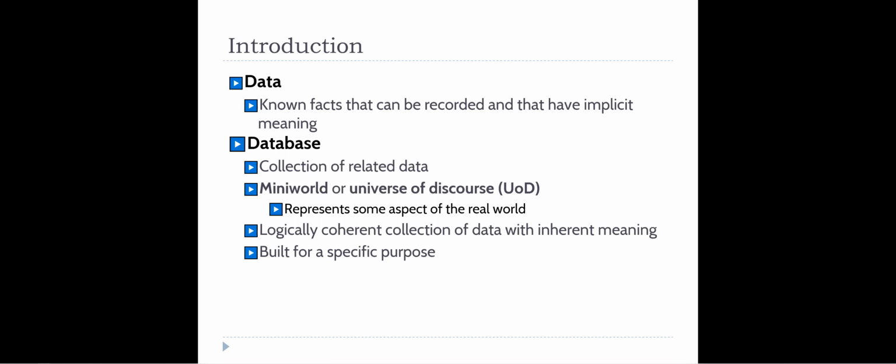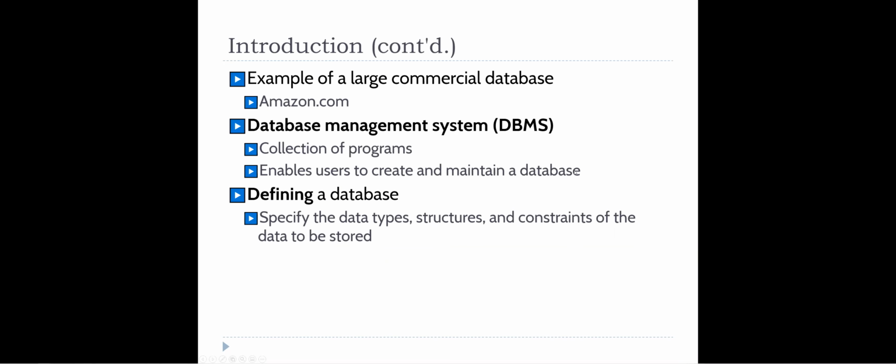I told you about that before. Logical, coherent collection of data with inherent meaning. So all the information, all the data in the database must be coherent. They have a relationship between them, and are also built for a specific purpose. We don't have a database that is just there for no purpose. There is a purpose behind it. A database for a university will collect all the information regarding the university. A database for a company will hold all information about the company and only that company. Again, there must be a purpose to build a database. These are some characteristics of a database.